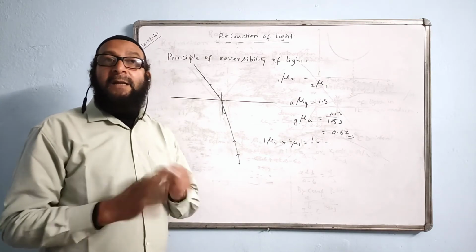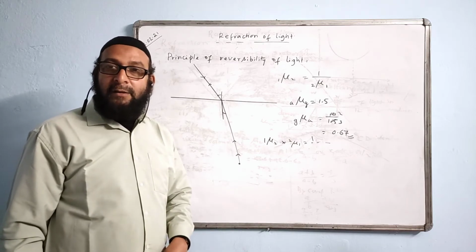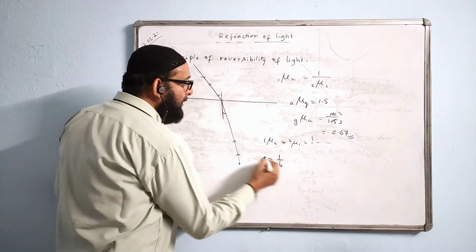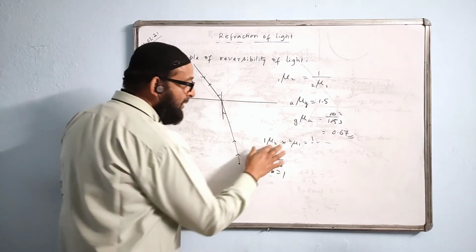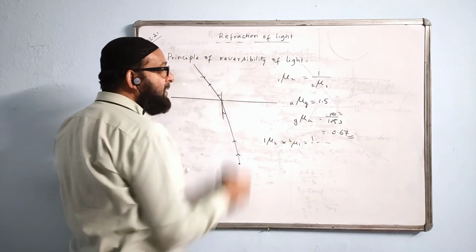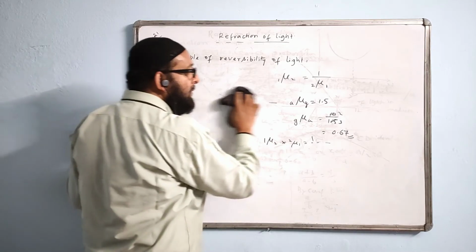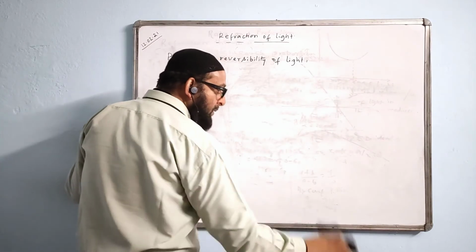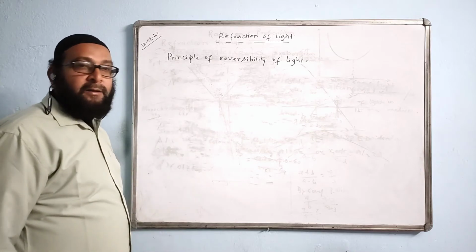If A and B are reciprocal, that is AB value will be 1. As simple as that. If A is equal to 1 upon B, then AB value is coming how much? 1. They are both reciprocal of each other by the principle of reversibility of light. The answer will come 1 only. The question may come as fill in the blank and you have to fill it like that.